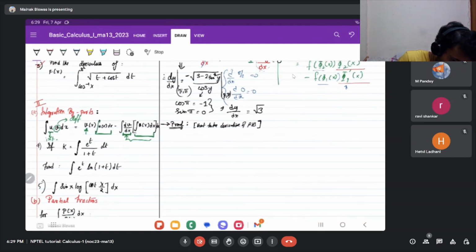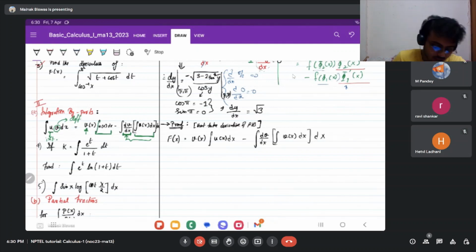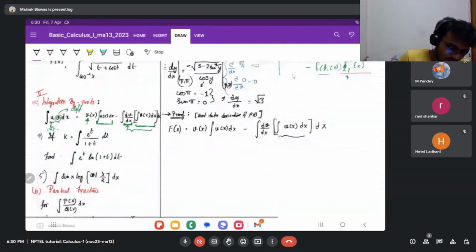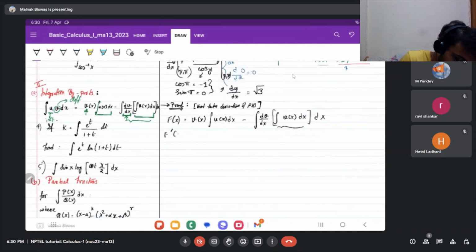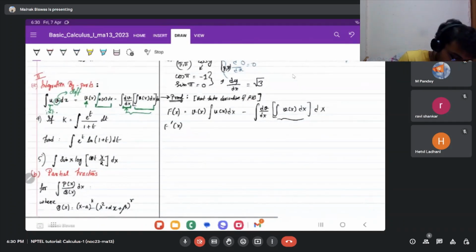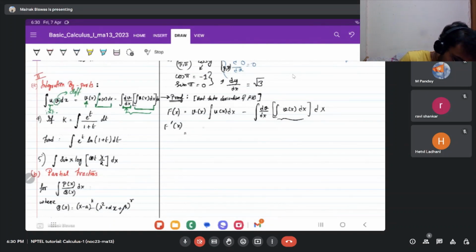So let's consider the function capital F of x as v(x) times the integral of u(x) dx, minus the integral of dv/dx times the integral of u(x) dx, whole thing integrated with respect to x. So first you need to take this integral and then you have to take the other integral. I'll take the derivative of this function. What will be the derivative? Can anyone help me with it? We can use the UV rule, right?